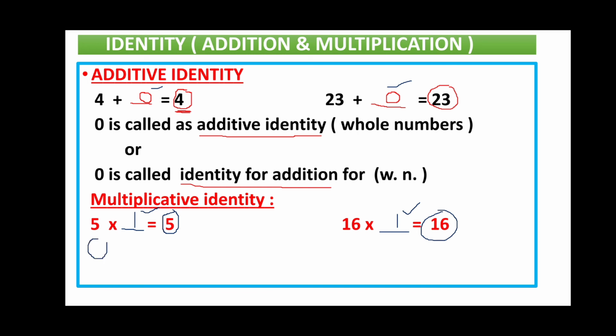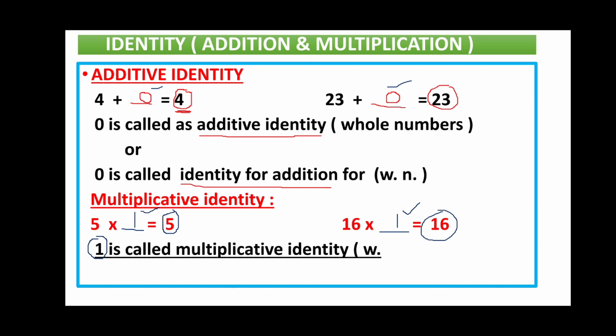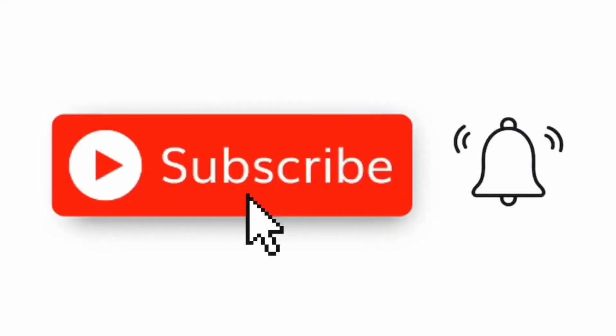For the multiplicative identity, which number, if you multiply by a number, gives the exact result? So let us take an example here. Here we are taking some numbers.